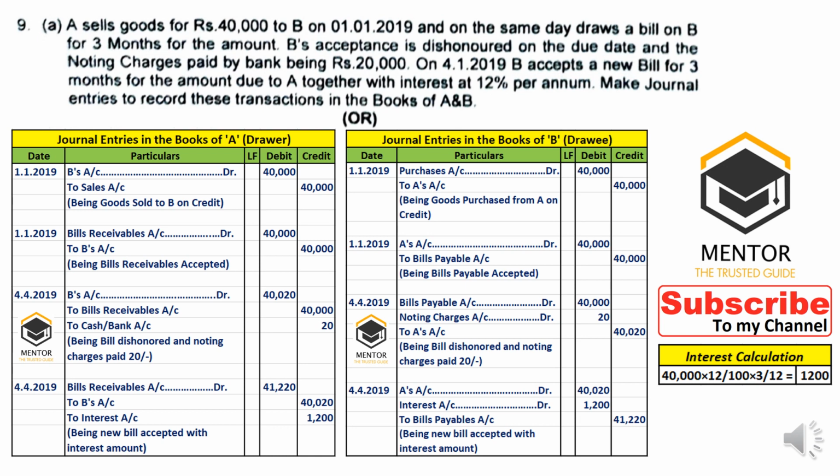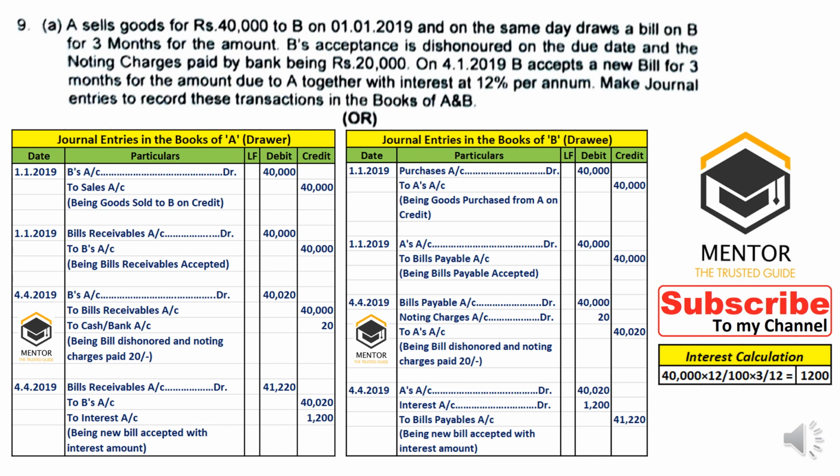How did we get this interest? 40,000 into 12% into 3 by 12, that is 1,200 interest calculation that is available in the working notes. So 1,200 is the interest amount for 3 months. So collectively the total bill amount is 41,220.